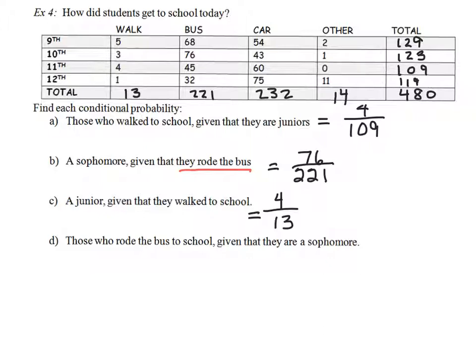And again, I get exactly the same answer if I said the probability of junior and walk divided by the probability of walking. For the last one, the probability of those who rode the bus to school, given that they are a sophomore. So I want to start with the group that are sophomores. So there were 123 sophomores. So that number goes on the bottom because I know that to be true. Now I want the bus riders out of that group. 76 of them out of that group rode the bus. So 76 out of 123.